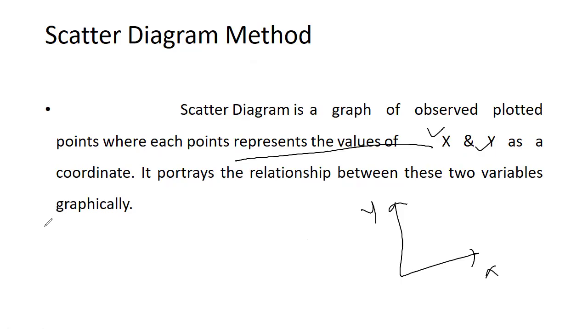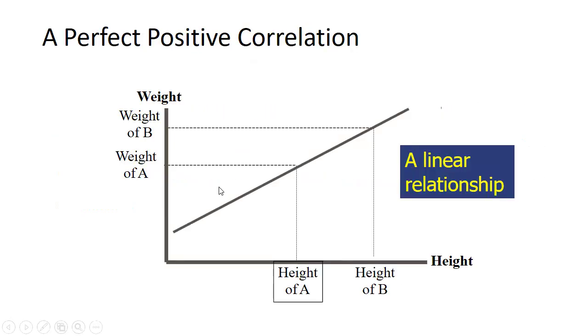So here you can see the relationship between two variables, height and weight. The height of the student is 5 feet, and the weight may be 50 kg.